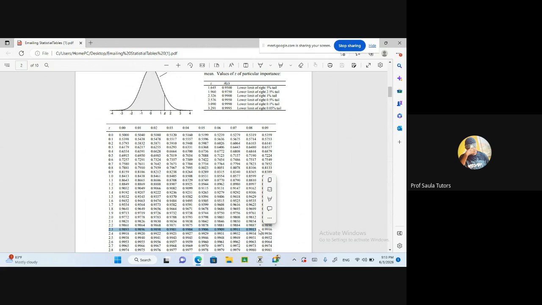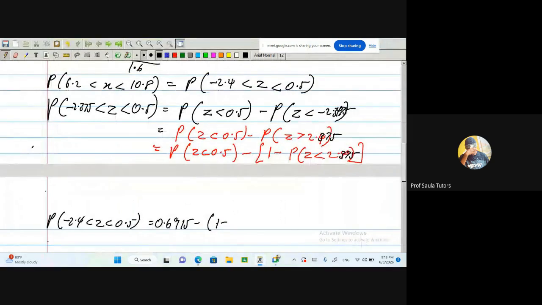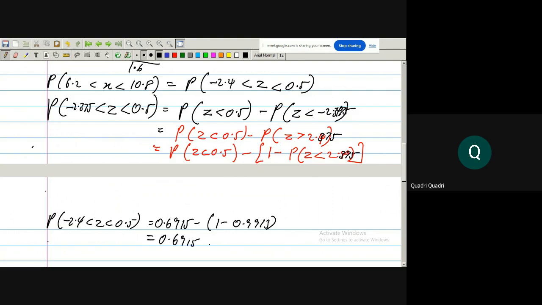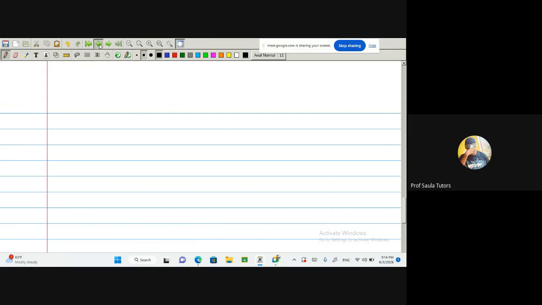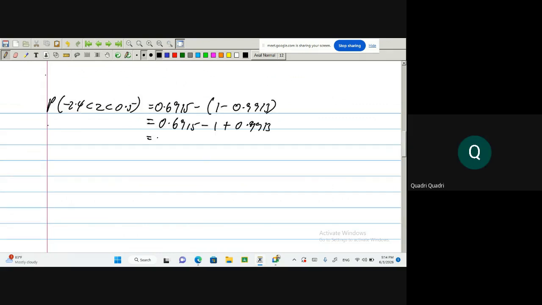0.9913. So that one makes sense like that. So the answer will be 0.6915 minus 1 minus 0.9913. Everything is good. So the answer is 0.6828. So that's how to solve that question.